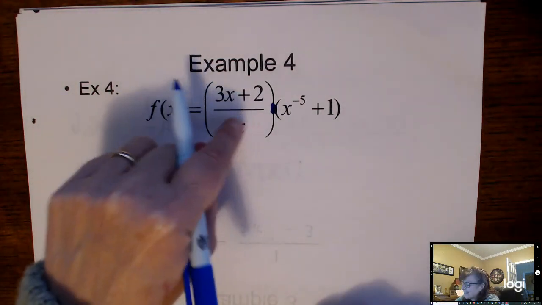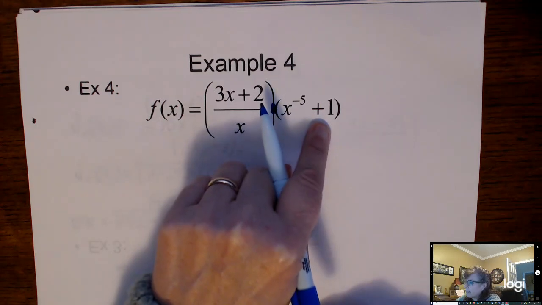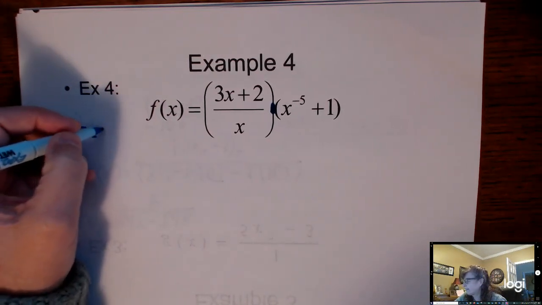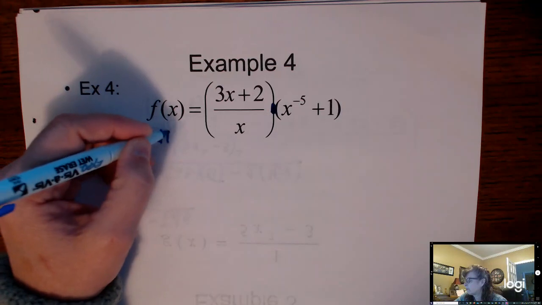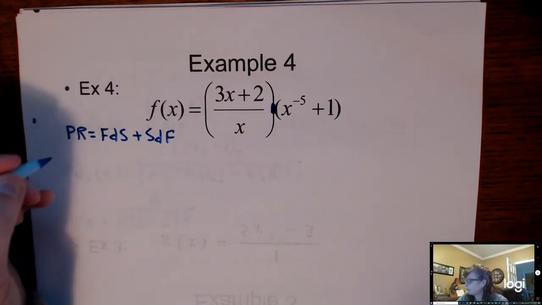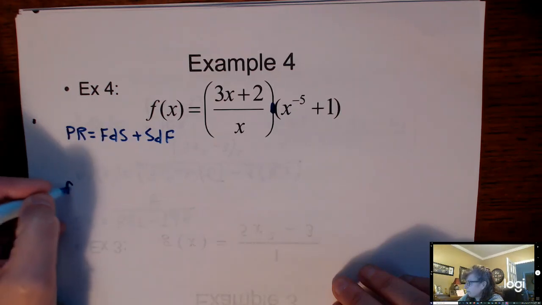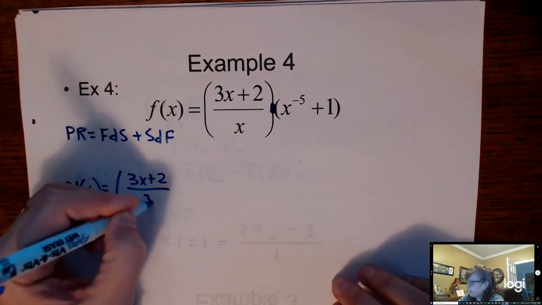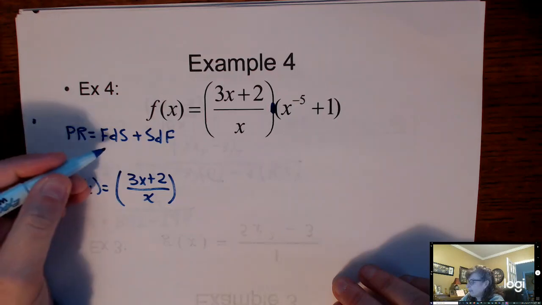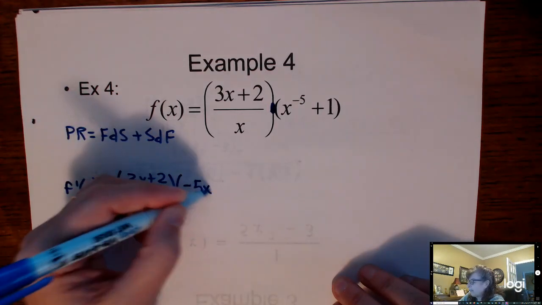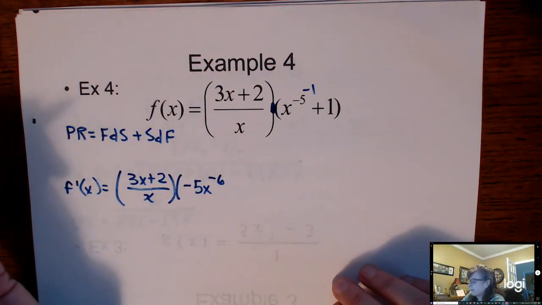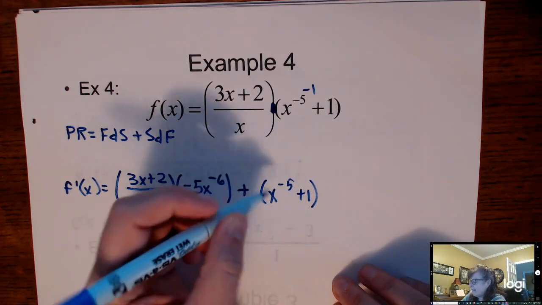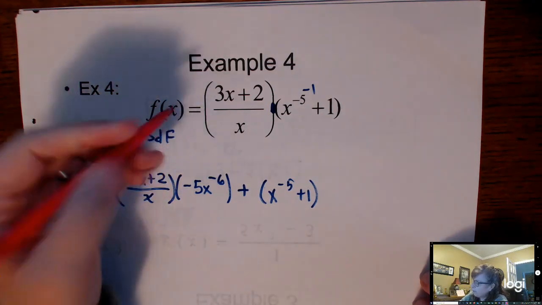Well, the quotient is inside parentheses, and that parentheses is being multiplied. So what you would want to do is start with the product rule, which is the first times the derivative of the second plus the second times the derivative of the first. Okay, so we'll start. So the derivative is the first, which is this parentheses here, 3x plus 2 over x, times the derivative of the second, which would be negative 5x to the negative 6, plus the second, which is x to the negative 5 plus 1, and then it's time to do the derivative of the first.